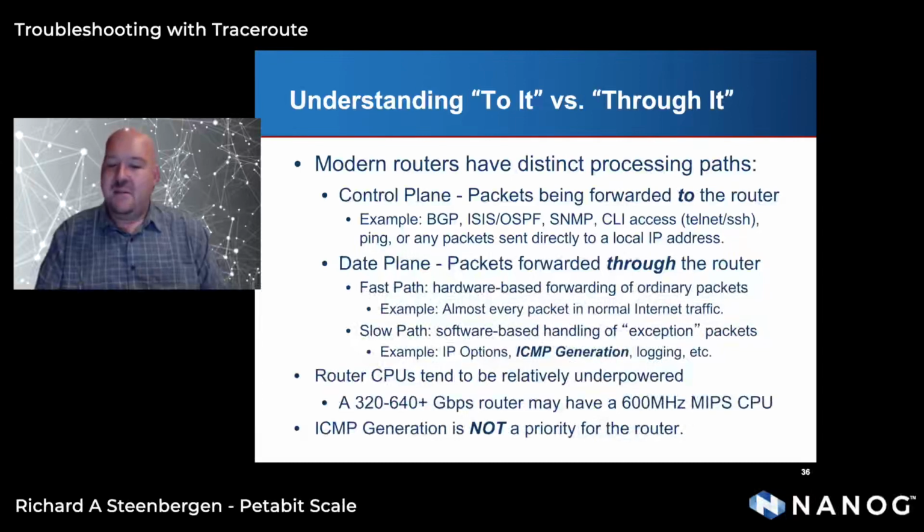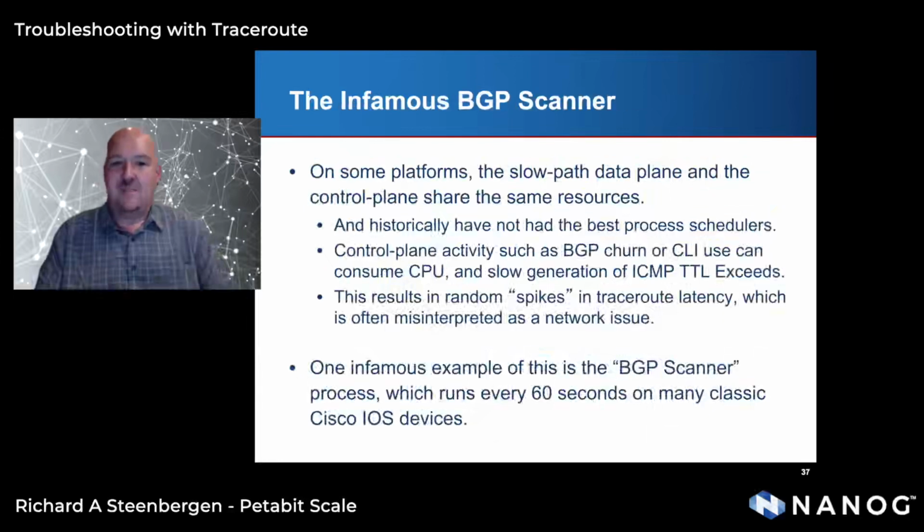And the router CPUs that are out there, there are still absolutely deployed in this world 320 to 620 gigabit per second devices that have a 600 megahertz MIPS processor. They're very, very slow. And ICMP generation is not a priority for your router. So this is where you tend to see false things pop up.